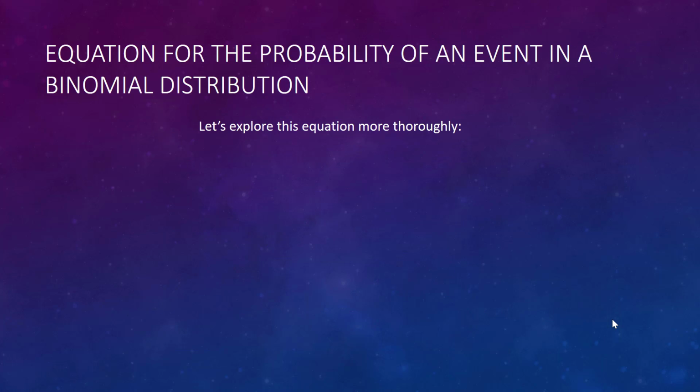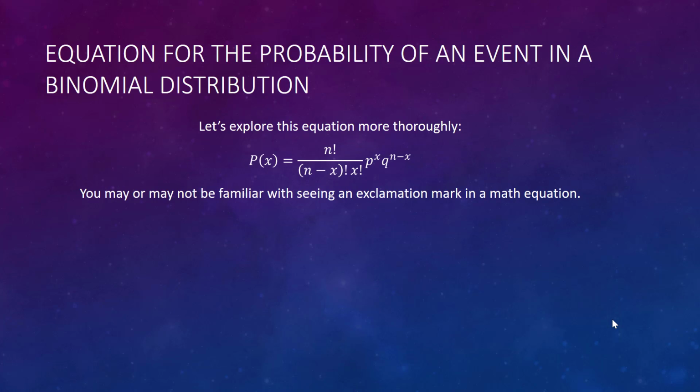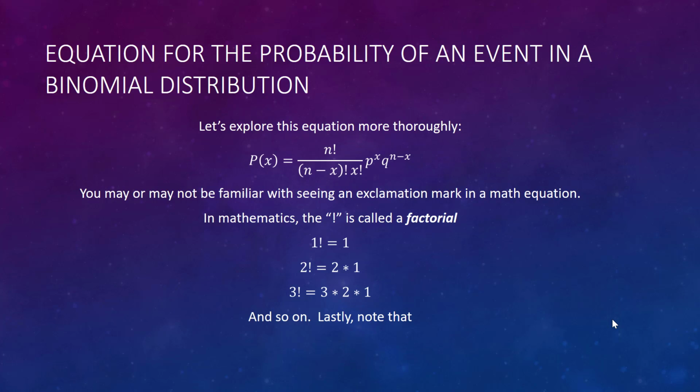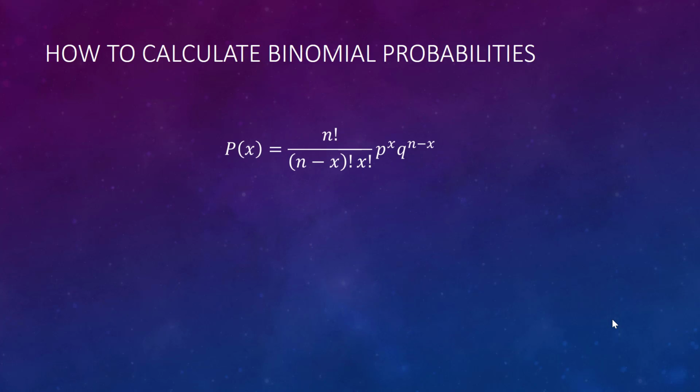Let's explore this equation more thoroughly. You may or may not be familiar with seeing an exclamation mark in a math equation. In mathematics, we don't call it an exclamation mark, we call it a factorial. So the way we do this is 1 factorial is equal to 1, 2 factorial is 2 times 1, 3 factorial is 3 times 2 times 1, and so on. We also define 0 factorial as 1, which is important in some of these calculations that you will do.